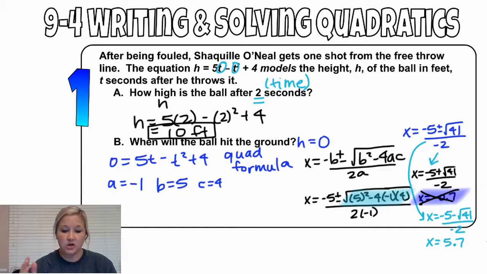negative time. So when does it hit the ground again? It would hit the ground basically again in the second part here. Now, it doesn't make sense for it to start on the ground because he's not shooting it from the ground. He's shooting it from above the ground, obviously. So that is why the negative piece doesn't make sense.